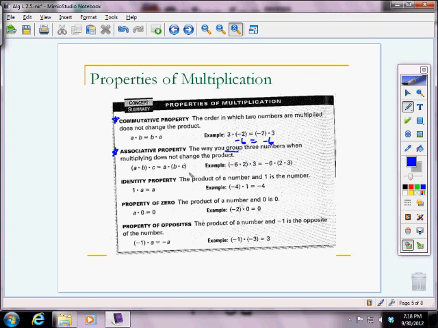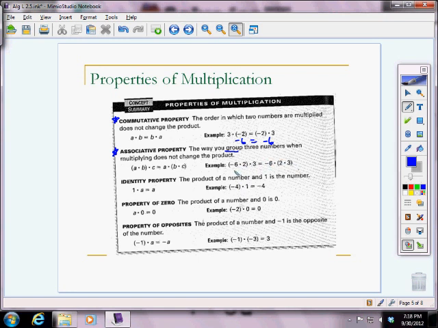Okay, so for example, you can see it in algebra here. This means it works for any A, any B, and any C. But if we look at this example, notice the order of our numbers doesn't change. What changes is where the groupings are, where the parentheses are. So in this case, we have the quantity negative 6 times 2, then times 3. And over here, we have negative 6 times the quantity 2 times 3. It's still negative 6 times 2 times 3, but where the parentheses are moved.